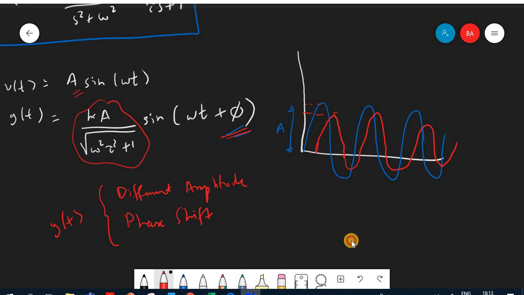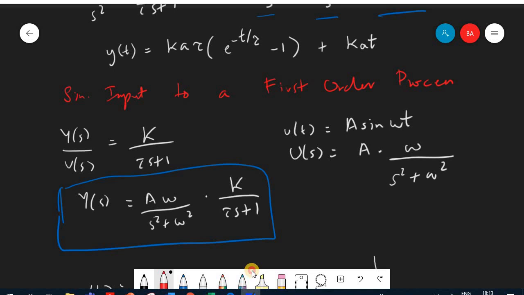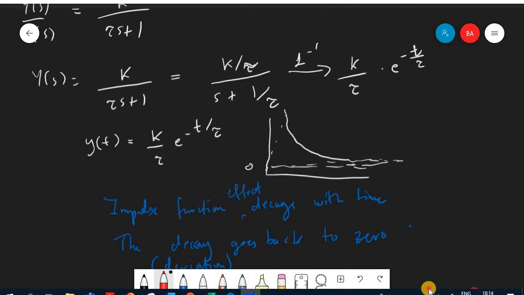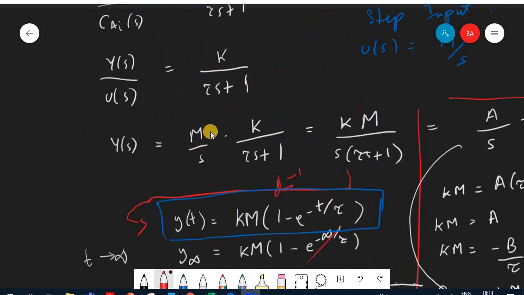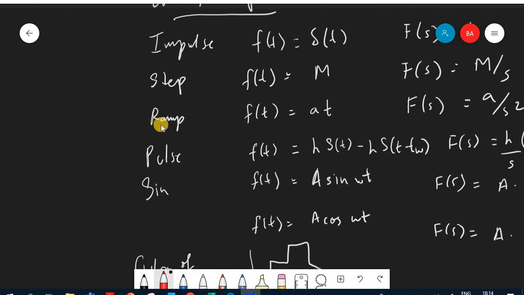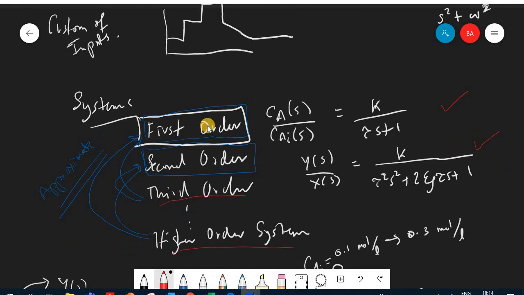So other than having first order, second order, third order and higher order, the ones that I showed you at the top here, we mentioned that we have impulse, step, ramp, pulse, sine. These are all inputs, and we applied them to a first order process. We did not do that for a second order. However, I also need to mention that it could be applied to an integrating process.